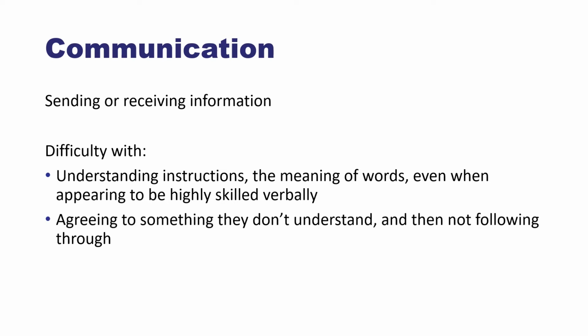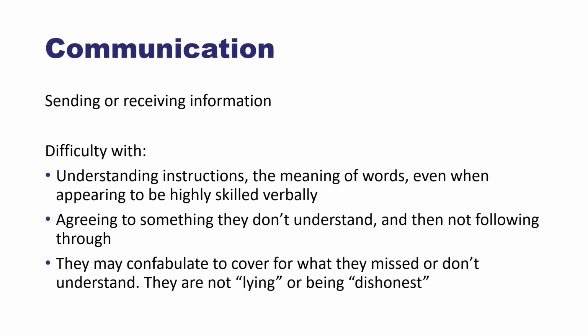else is saying. Because of communication challenges, a child with FASD might agree to something that they don't understand, and then they don't follow through on it. And they didn't follow through on it not because they're being lazy or they're avoiding doing something. It's because they may not have understood when they agreed to it, right? So they may not have understood properly. They may also confabulate. I'll go over the meaning of confabulation, but they may cover sometimes for things that they missed and don't understand, and it might appear to us like they're lying.